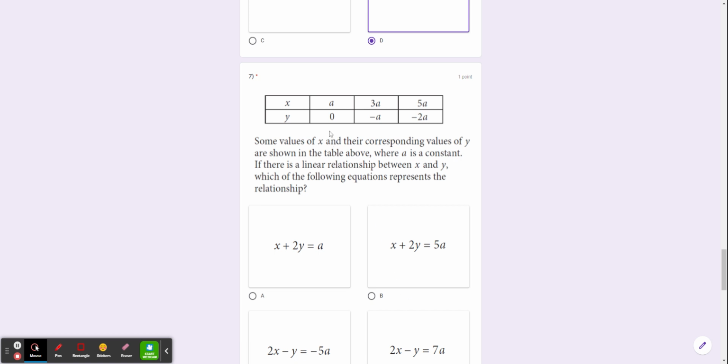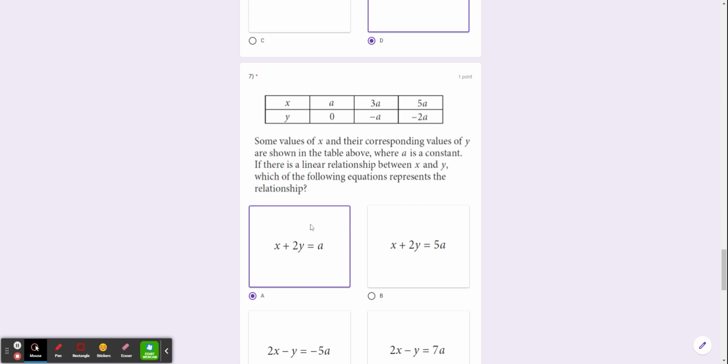So for example, if I plug a in for x and 0 in for y into this equation, I get a equals a, which is true. If I plug 3a and negative a in, I get 3a minus 2a, which is a. Well, that's true. If I plug 5a in for x and negative 2a in for y, I get 5a minus 4y equals a. So this one has to be A, because it works for all three values.